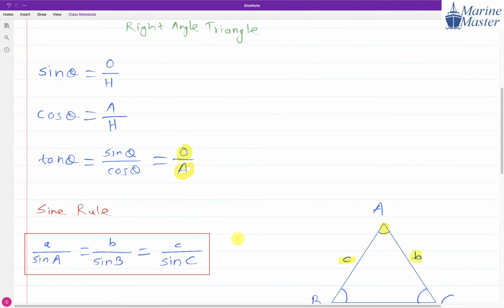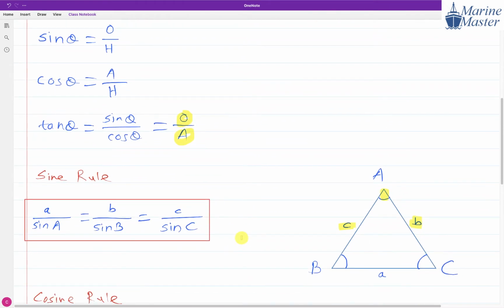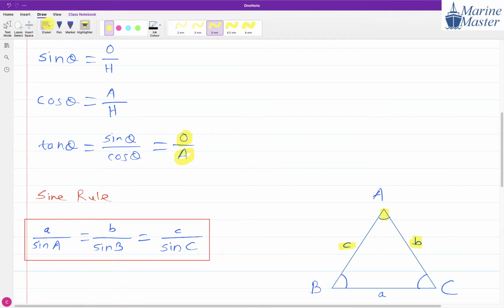Now the next point that we are going to study is the sine rule. Now what is the sine rule? Just have a look at the sine rule. See, this is a triangle ABC. This is not a right angle triangle. This is a generalized triangle.